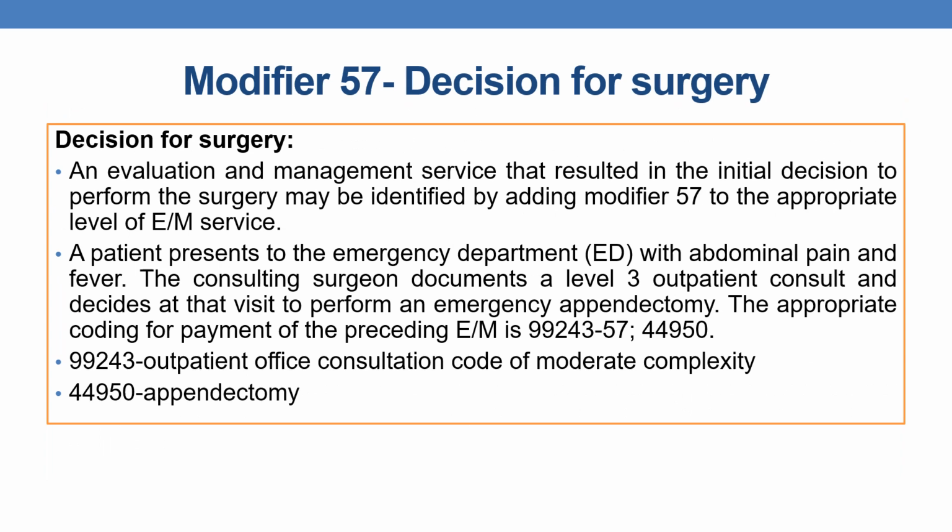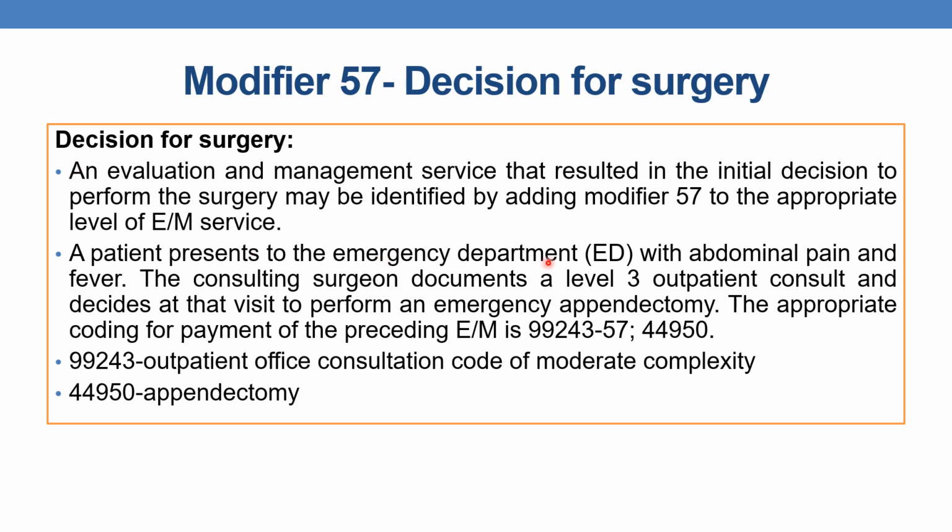Now coming to 57 modifier, which indicates decision for surgery. An evaluation and management service that resulted in the initial decision to perform the surgery may be identified by adding 57 modifier to the appropriate level of E&M service. Whenever a decision for surgery has been taken in a routine E&M service, then you can append 57 modifier. Let us see an example.